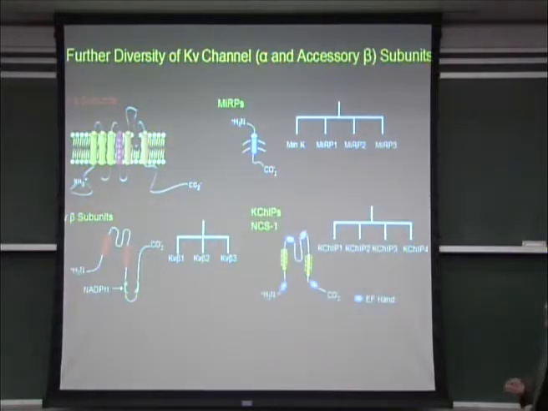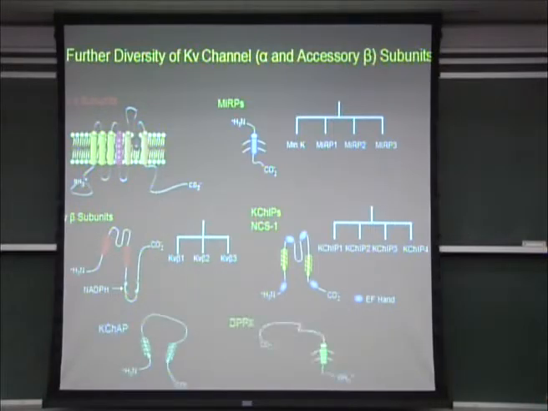And then there are potassium channel interacting proteins, the KChIPs, which are related to the neuronal calcium sensing proteins, which have multiple EF hand domains or calcium binding domains. And these were originally identified as specific accessory subunits of the KV4 family. There are many members of this family. There's alternative splicing of all these transcripts. The same is true for the beta subunits, and the same is true for the MinK subunits.